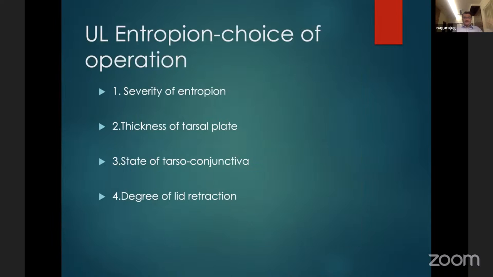And basically, the choice of operation in a case of upper lid cicatricial entropion depends upon the severity of the entropion. You have to identify whether the entropion is very severe.